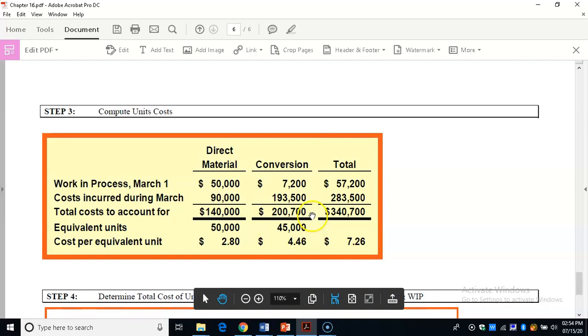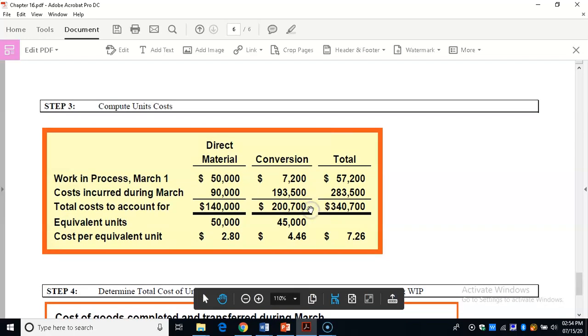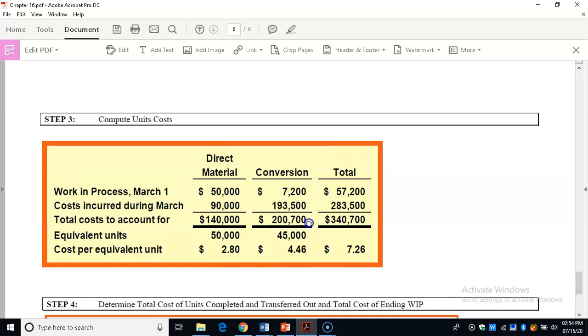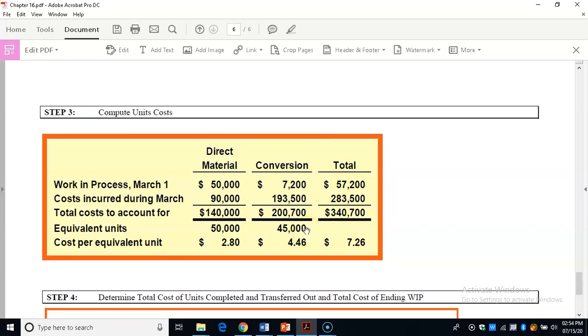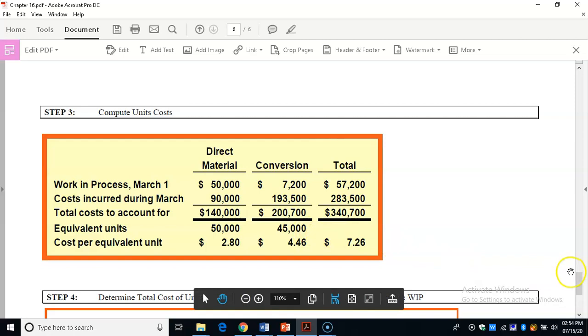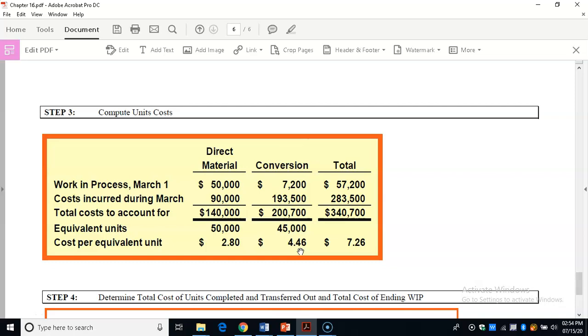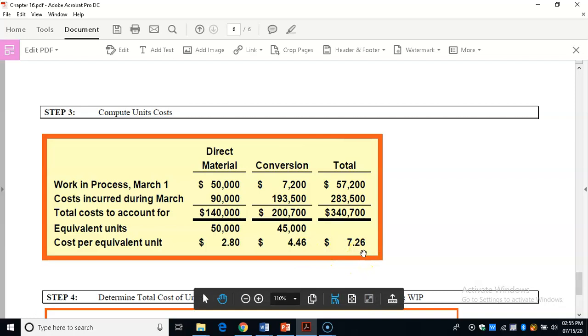Same thing with conversion cost. We have $200,700 of conversion cost. And how many equivalent units for conversion cost do we have? That comes from step 2. It's 45,000. So to make one fully completed unit, how much conversion cost do you have in one fully completed unit? It's $4.46. So how much does it cost to make one fully completed unit with materials and conversion cost, everything in it? It's $7.26.